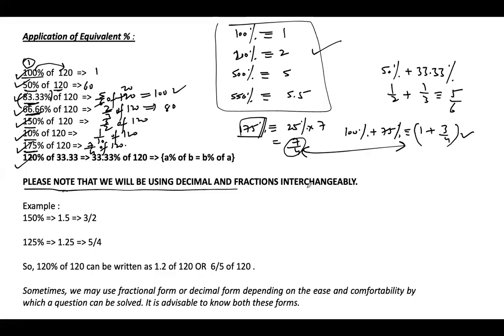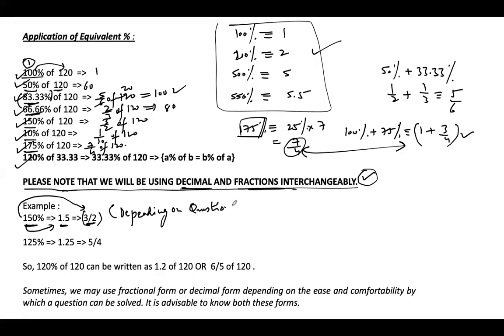See, I've written this in bold: using decimals and fractions interchangeably. That would mean, if I'm writing 150%, in some cases I'll use 150% is equal to 3 by 2. In some cases, I'll use 150% is equal to 1.5, depending on the question. But you can use any of the forms.